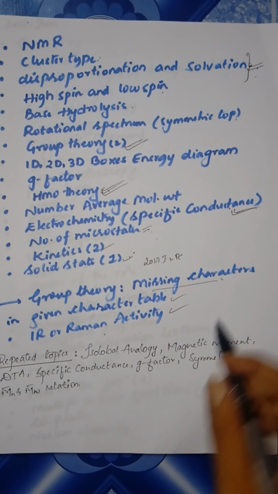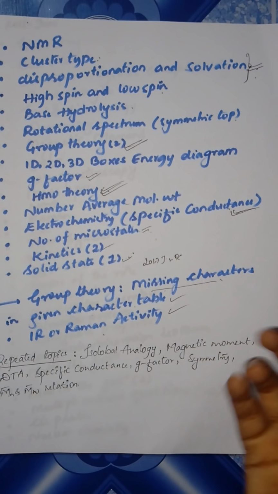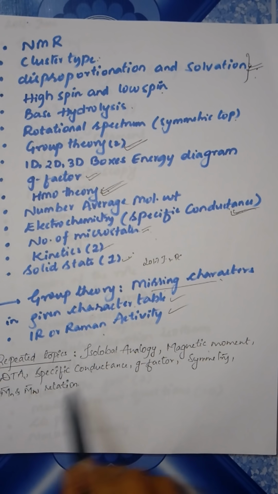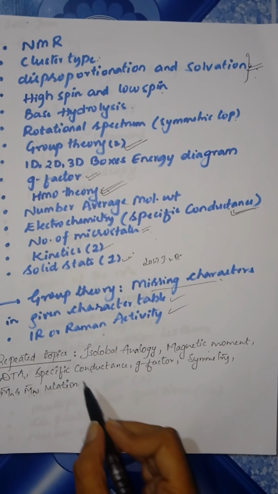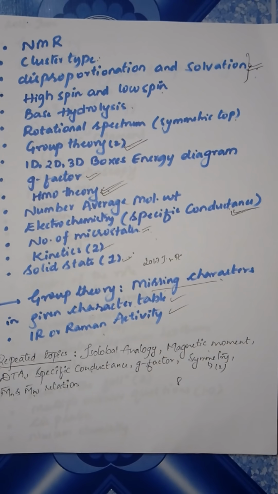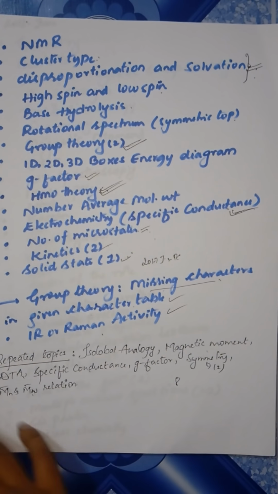Now if we analyze, there was a G factor question, okay? Even in the previous paper, I think I did not write. So 1, 2, 3, 4, 5, 6, 7, and yeah, symmetry 2 questions, so 8. So 8 questions were repeated from the previous paper.